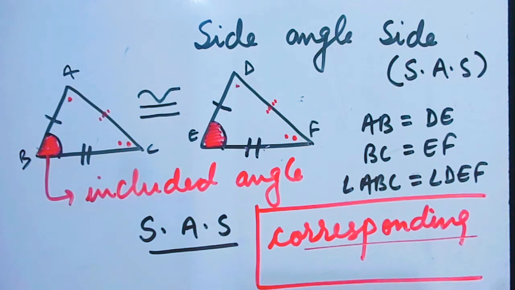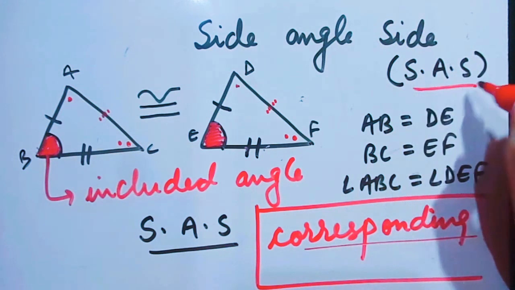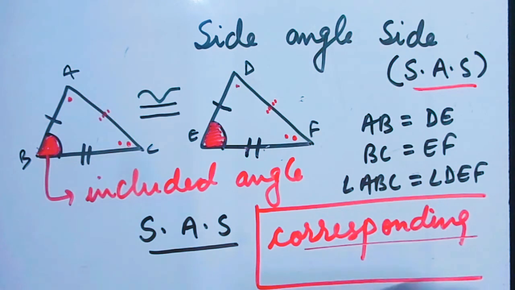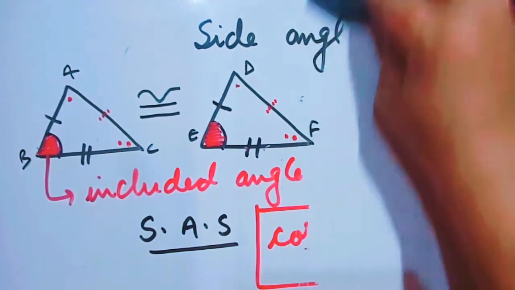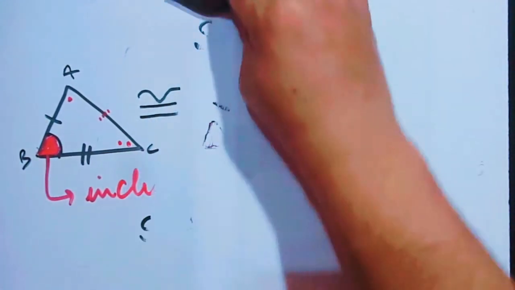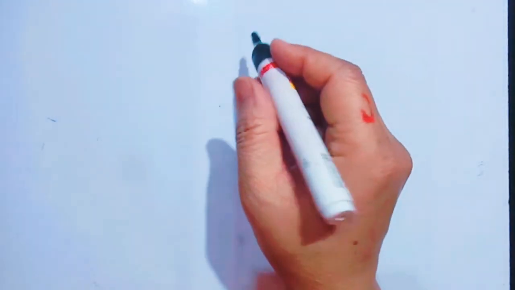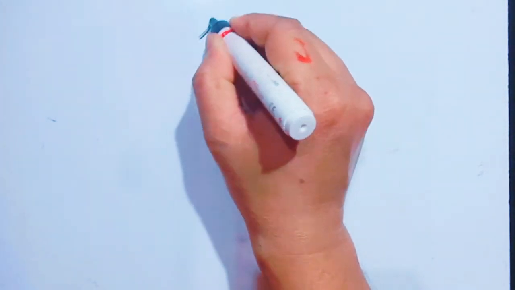So our first rule was side angle side. Secondly, they say, which is the easiest one, that if two triangles are such that all the 3 sides of one are equal to, that is, let us write side, side, side.